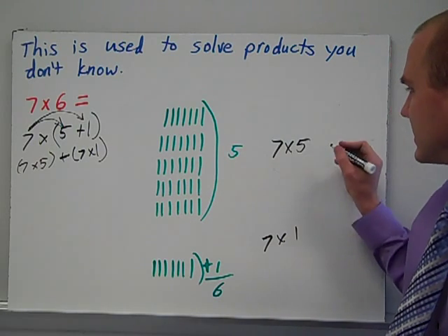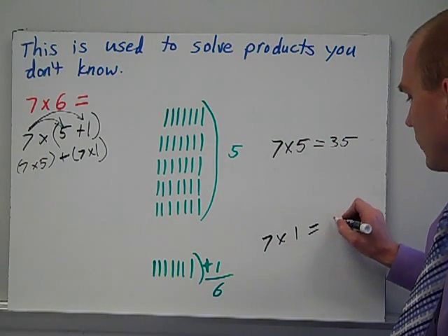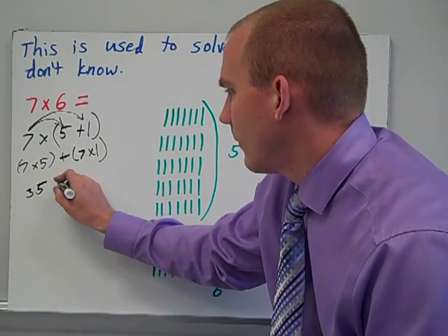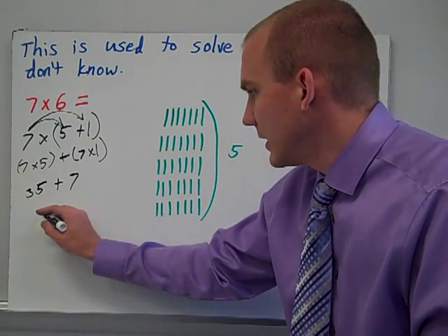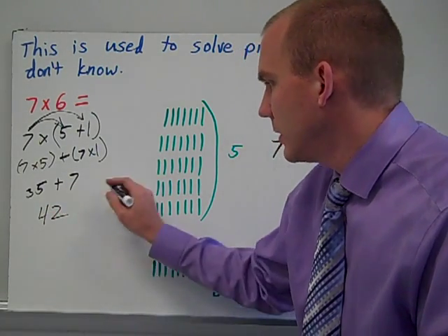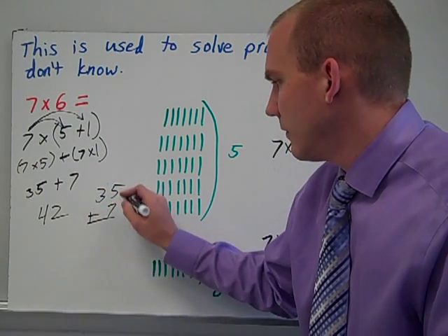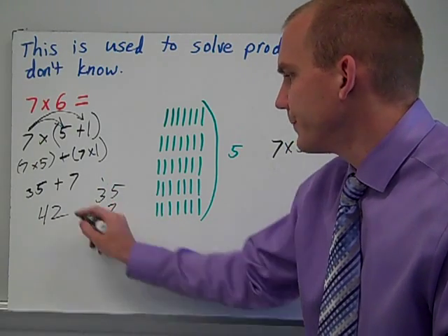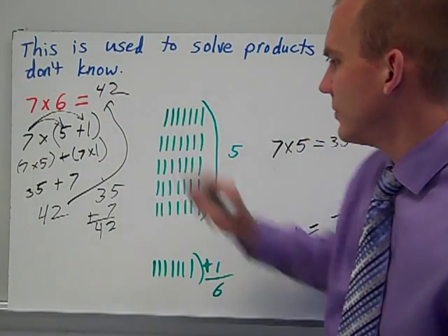But wait, I know that 7 times 5 equals 35. And 7 times 1 equals 7. So 35 plus 7 equals 42. You might want to do that over here because it does involve regrouping. 5 plus 7 is 12, 1 plus 3 is 4, and it's 42. And then our product ends up coming right up. 7 times 6 is 42.